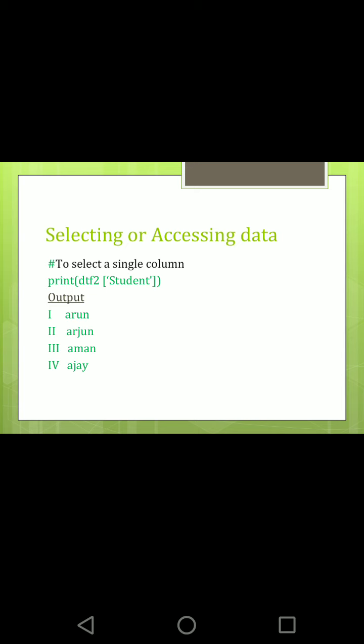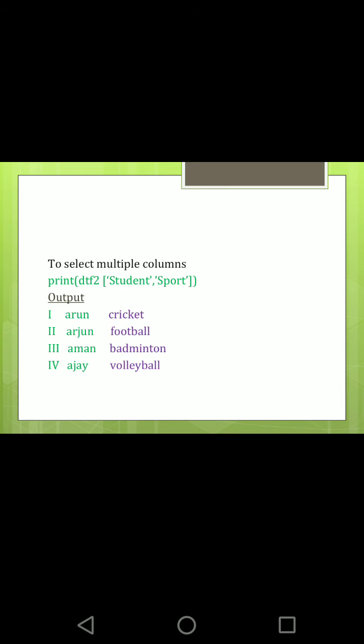Now, how to select or access the data from the data frames? To select a single column, you can use the name of the data frame within square brackets, and in single quotes, you have to give the column name. This is for selecting a single column. If you want multiple columns, both the column names have to be given in single quotes. The output will be shown along with the index.